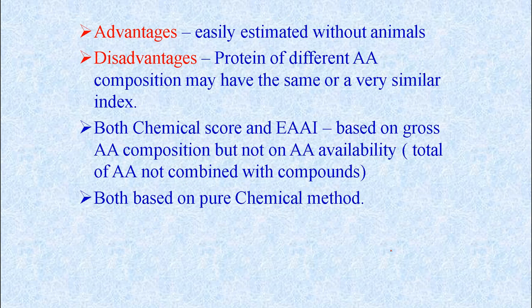Then the advantage of this method is that it can be easily estimated without any animal. It's an in vitro technique. Whereas the disadvantage of this method is that the protein's different amino acids are not known, and also the amino acids which are essential to the animal's life are not known properly, and both the chemical score and EAAI.